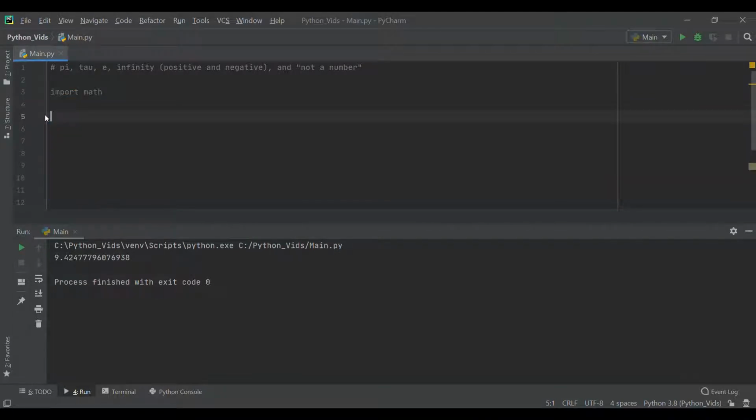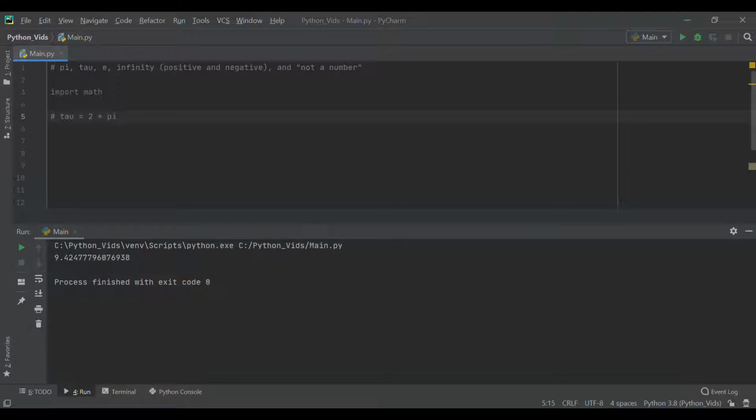The next one that I want to discuss is called tau. Tau, T-A-U. And what in the world is tau? Well, it is a constant that has the value of 2 times pi. So tau equals 2 times pi.